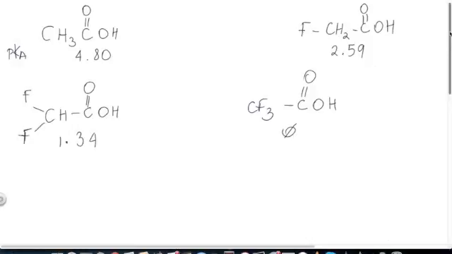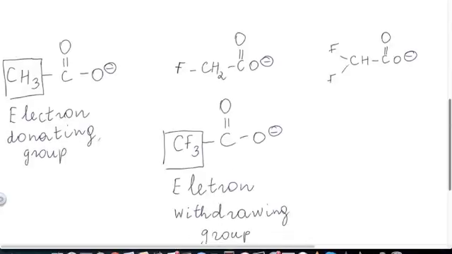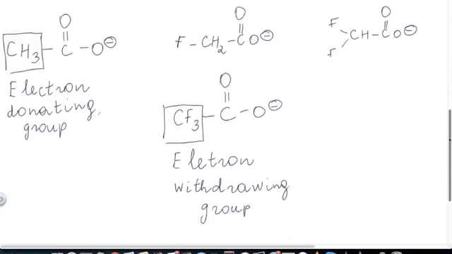Let's look at the respective conjugate bases, as we always do. What we are seeing here is that the negative charge is in all three cases located on oxygen, on the same atom. And in all three cases, this negative charge is stabilized by resonance. However, the secret lies in the neighbor.